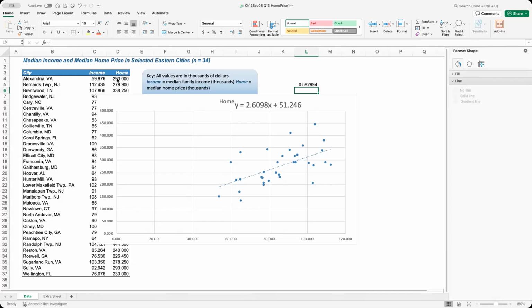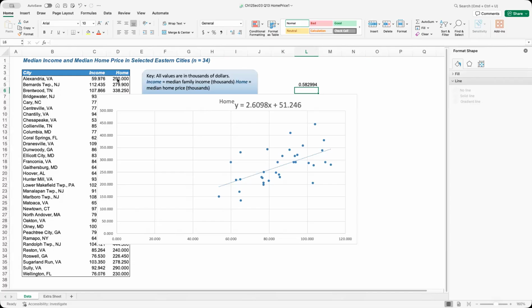How close all the dots are to the line, so it's closer to 1 or 0, if there's a correlation. The closer we are to 1, the more straight line this data is. The further we are from 1, the closer we are to 0, the more scattered and random this data is. This is what tells me how strong the relationship is.